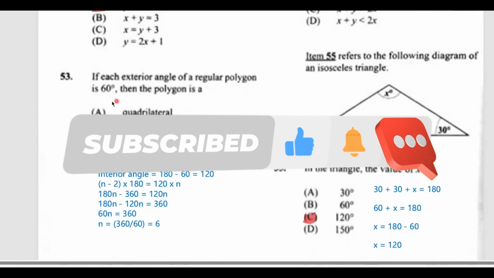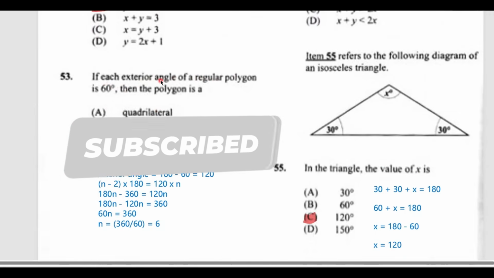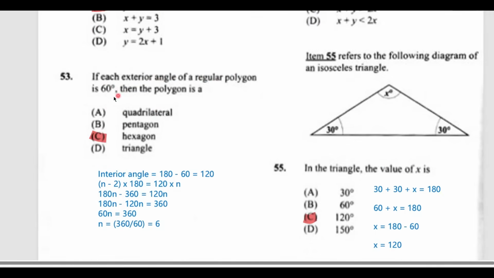53. If each exterior angle of a regular polygon is 60 degrees, then the polygon is a what? This was a little tricky. First thing I want to say, if your exterior angle is 60, your interior angle will be 180 minus the exterior. So it's 180 minus 60, in this case it's 120 degrees. Knowing this, we can apply the formula where (n minus 2) times 180 is the sum of the interior angles, and that'll be equal to 120 times n, where n is the number of sides. We do not know how many sides it is, so we're trying to figure out n.